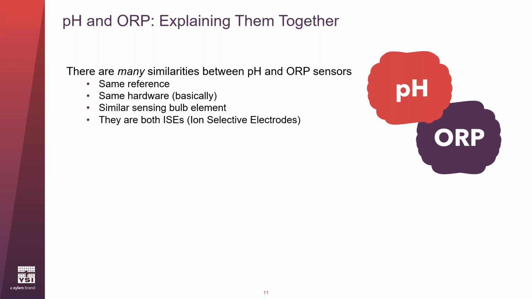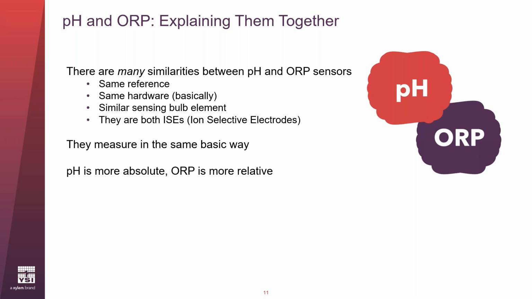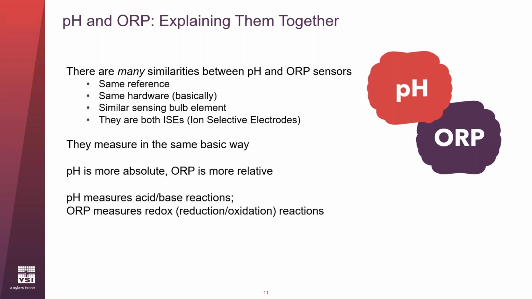If you don't know what those are, we are covering all of that today, so you are in luck. They measure in the same basic way. pH is more absolute and ORP is more relative. That is, with pH, you can usually get the same number practically every time. And with ORP, it's more whether your number has gone up or down, hence a relative measurement. And in general, speaking chemically, pH measures acid-base reactions and ORP measures redox, which is short for reduction oxidation reactions.